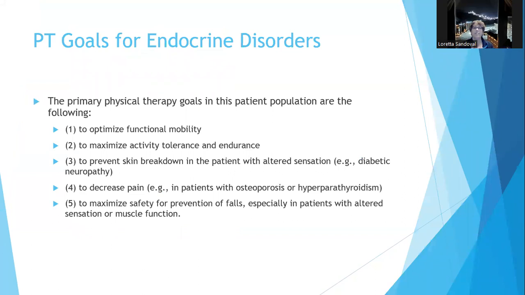So for PT, obviously, we're not treating people with medications, but the primary physical therapy goals in this patient population are, number one, to optimize functional mobility. So anything we can do in terms of exercise and range of motion to maximize functional mobility. We want to maximize activity tolerance and endurance. We want to help patients with altered sensation prevent skin breakdown. We want to decrease pain for people that have osteoporosis or hyperparathyroidism. We want to maximize safety for the prevention of falls, especially in patients with altered sensation or muscle function. So all of those are within the realm of physical therapy. So while we're not treating the endocrine disorders directly, we are treating the results of the endocrine disorders. So hopefully that makes sense.